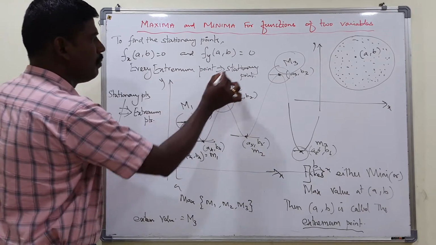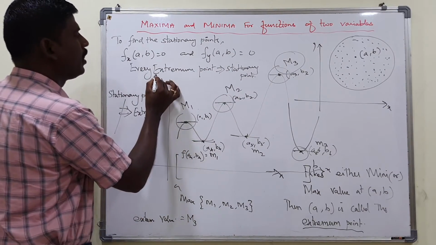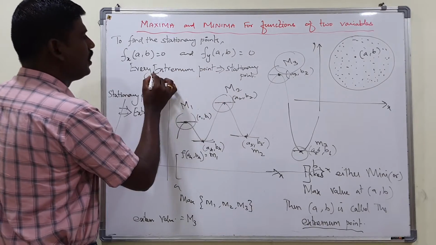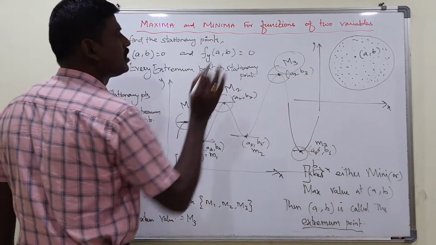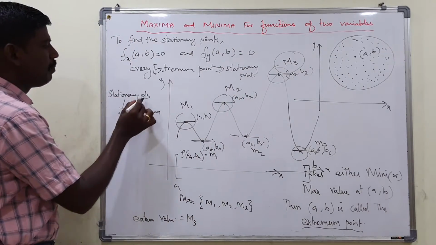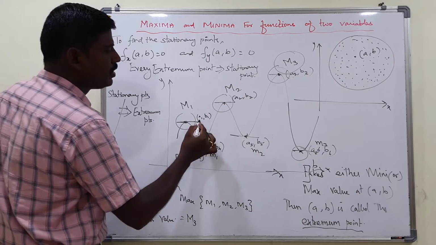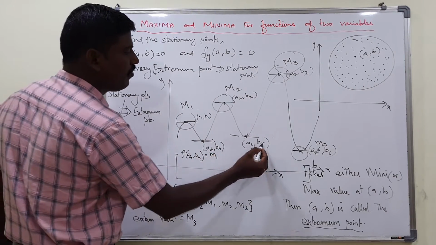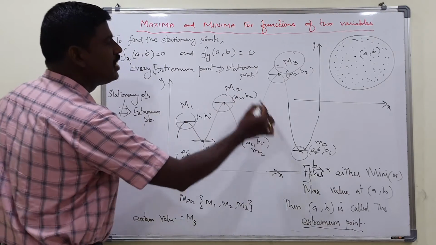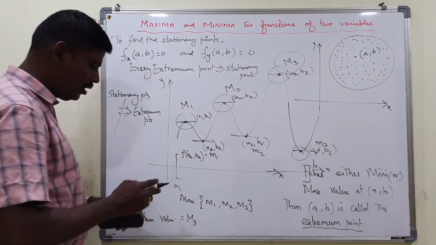E implies S, but S does not imply E. We can remember it in alphabetical order: S comes after E. So E implies S is the correct one. An extremum point is always a stationary point, but a stationary point need not be an extremum point. Here the points A1, B1, A2, B2, A3, B3, A4, B4 and A5, B5 are all stationary points but not extremum points. That's all, simply note it.